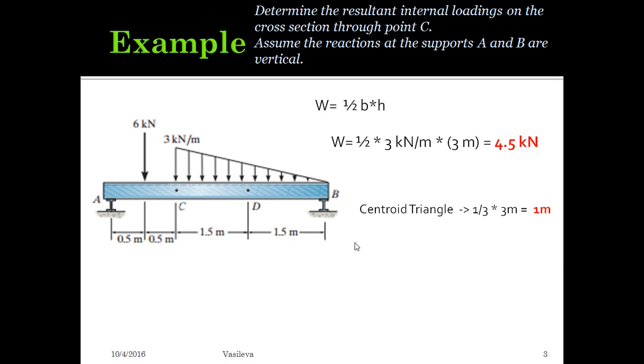How do you know where it's located? We know that the centroid of a triangle is located 1/3 from its base. So if you look at the thick, or what I like to call fat base, you move 1/3 over. Because this total distance is 3 meters, 1/3 over is just 1 meter. So the 4.5 kilonewtons would be 1 meter from point C.